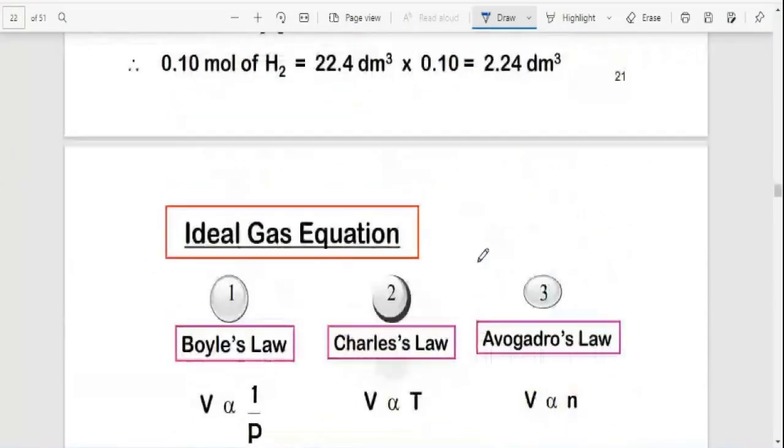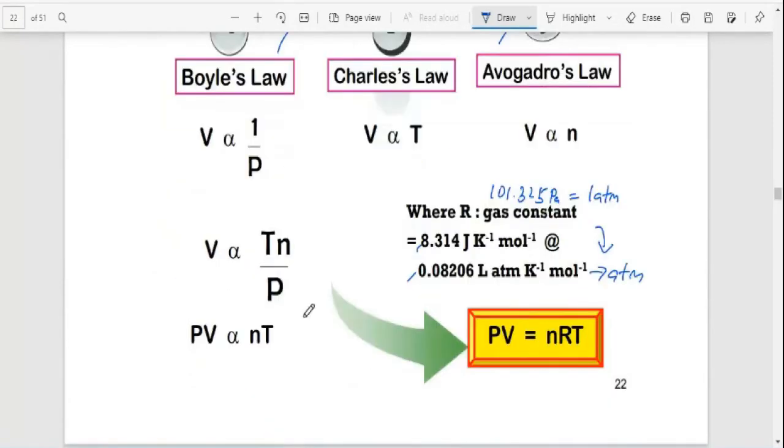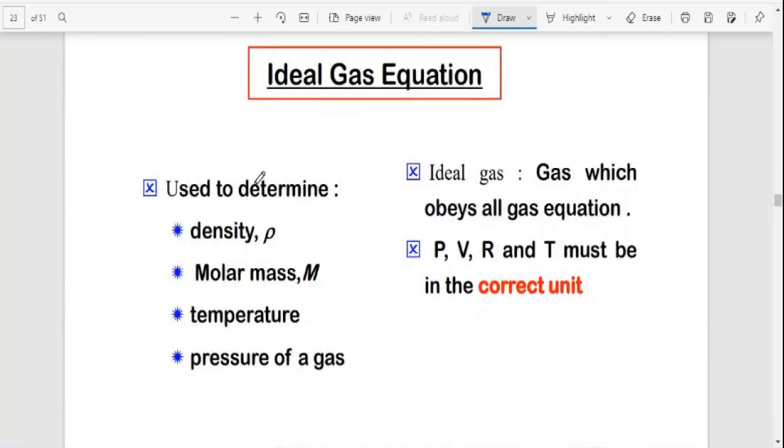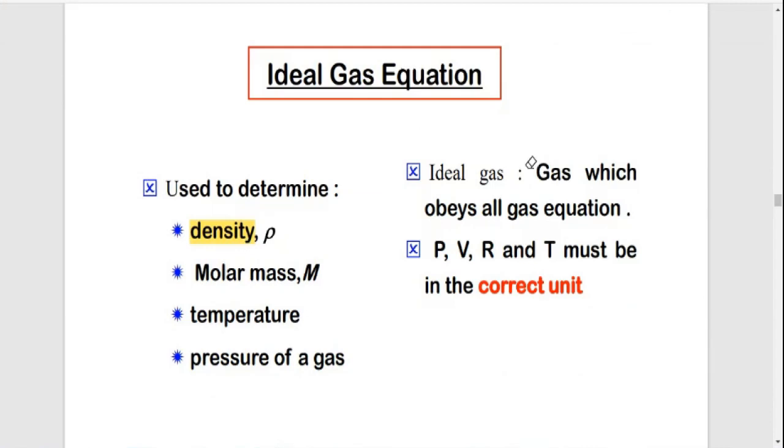So now you know, based on Charles' law, Avogadro's law, and Boyle's law, we get an ideal gas law. This ideal gas law is used to determine density, molar mass, and we can also use it to determine temperature and pressure of a gas. All of this, we are dealing with ideal gas, the gas which obeys all the gas equations, meaning Charles' law, Boyle's law, Avogadro's law. The P pressure, V volume, R the gas constant, and the temperature must be in the correct unit. Be careful, T must be in absolute temperature.